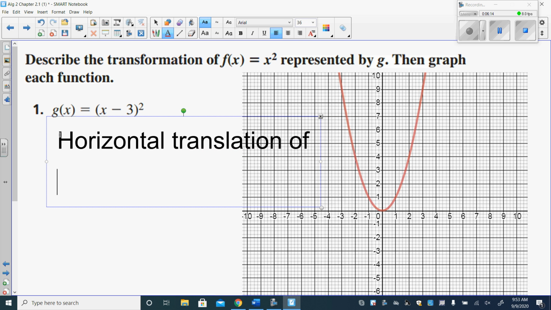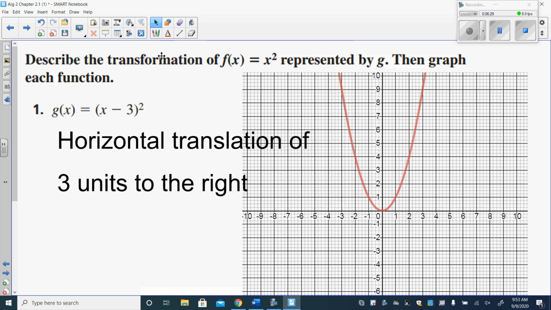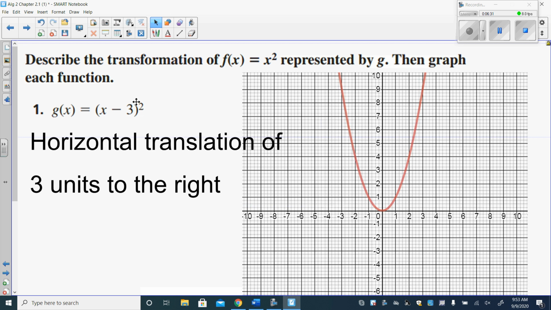translation of what? 3 units to the, well, since it's negative, we might think it's to the left, but it's not. It's the opposite of what we think. So since it's minus 3, it's 3 units to the right. It's moving 3 units to the right. So the minus 3 inside, again, tells us we're either moving to the left or right. Since it's negative, we're moving to the right, a value of 3.